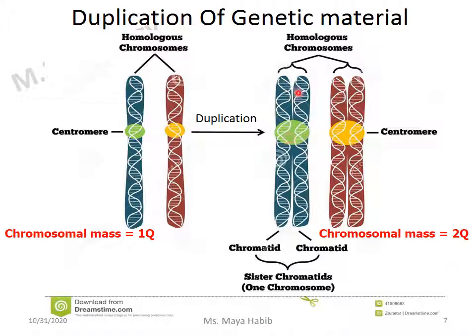Of course, this transformation takes place during a specific period of the cell cycle, which is the S phase, and as a result, the chromosomal mass doubles to become 2q. So, at first there were two homologous chromosomes of one chromatid each, having a chromosomal mass of 1q, and after duplication, there are still two homologous chromosomes but of two chromatids each, so their mass is double, of 2q. Please note that the chromosomes are still non-condensed during this phase.